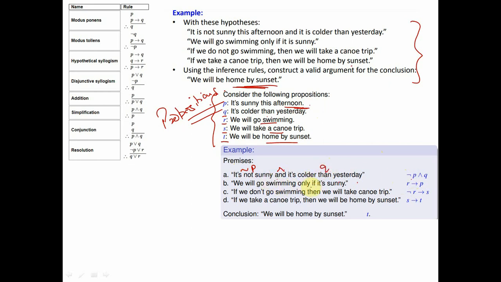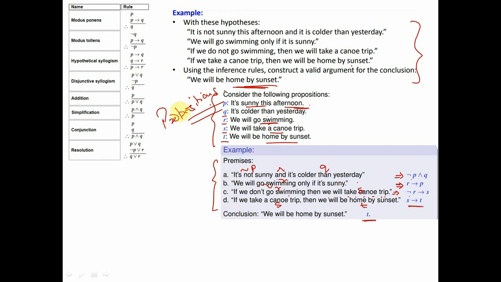We will go swimming only if it is sunny. So R implies P. If we do not go swimming, negation of R, then we will take the canoe trip. So this is S. So negation of R implies S. If we take a canoe trip, S, then we will be home by sunset. So we have listed all the premises and the conclusion formally.